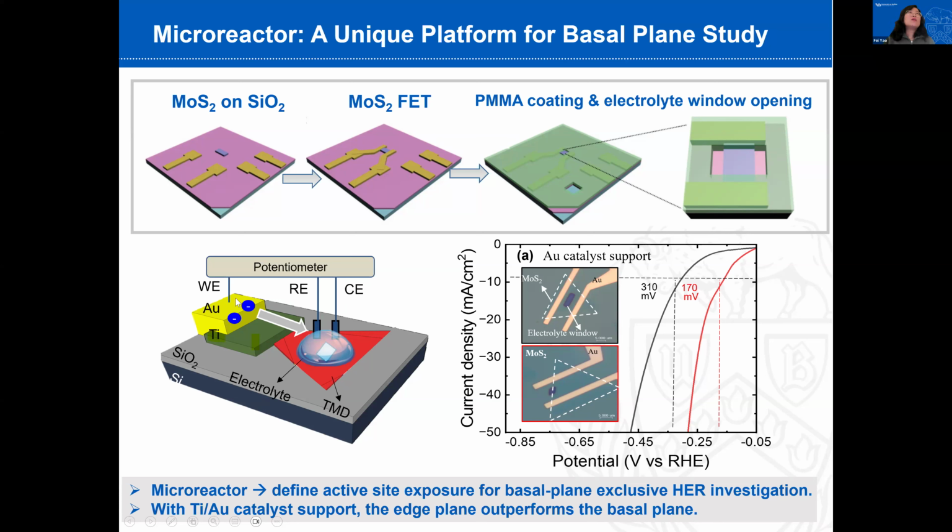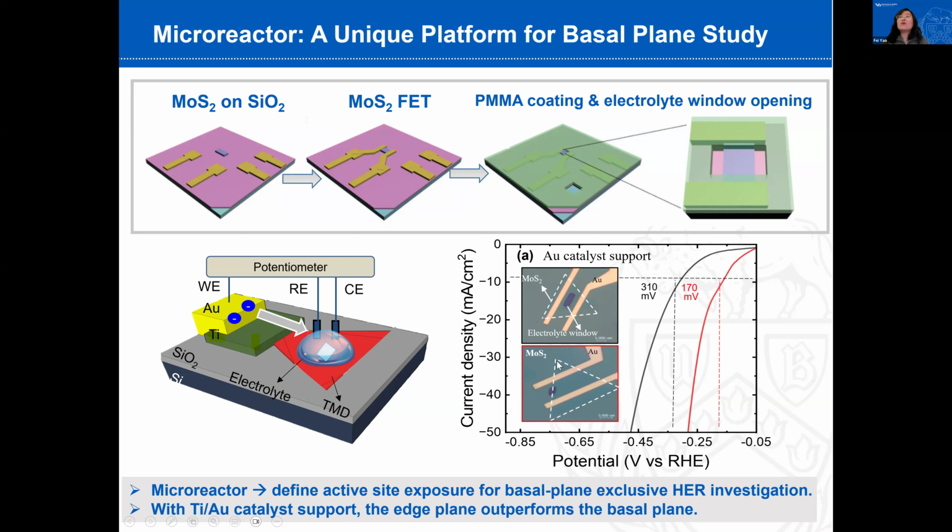And of course, the patterned electrode, in this case titanium gold, functions as the working electrode in the 3-electrode system. So what we found is that using this particular architecture, we can precisely confine the exposure area. So this is a really basal plane exclusive sample. We patterned this sample with titanium gold as a contact, in other words, the catalyst support.